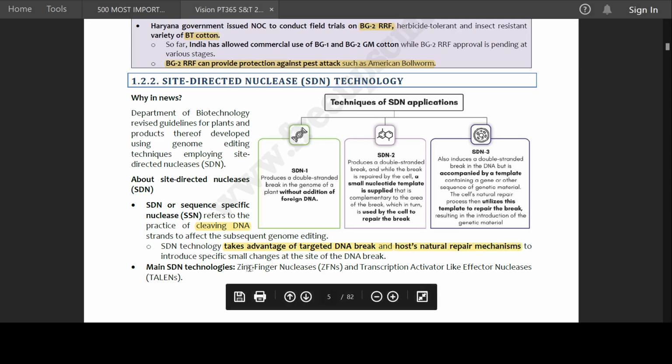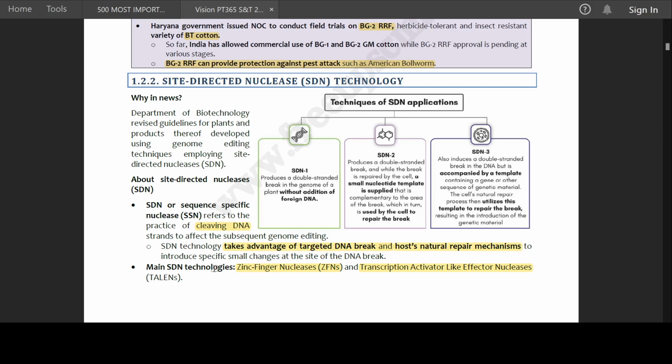Main SDN technologies are zinc finger nucleases (ZFNs) and transcription activator-like effector nucleases (TALENs). So, ZFNs and TALENs are nothing but SDN technologies, SDN standing for site-directed nucleases. There are three types of SDN: SDN1, SDN2, and SDN3. SDN1 produces a double-stranded break in the genome of a plant without addition of a foreign DNA.